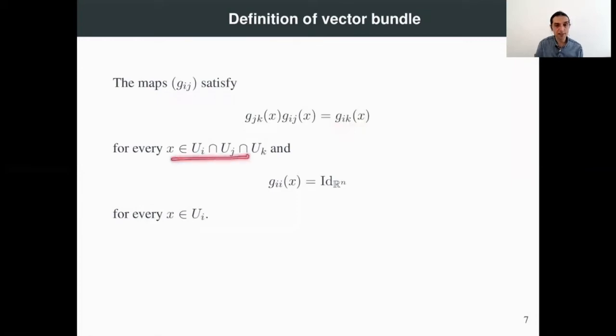If we have a point x which is in the intersection of three domains of definition of local charts of M, then in that point there are defined three isomorphisms of Rn. And what we are saying here is that the composition of Gij in x and Gjk in x, the composition of these two isomorphisms of Rn, is Gik in x. That is very, very easy because you use that Gij in the point x is just the composition of these two linear isomorphisms.